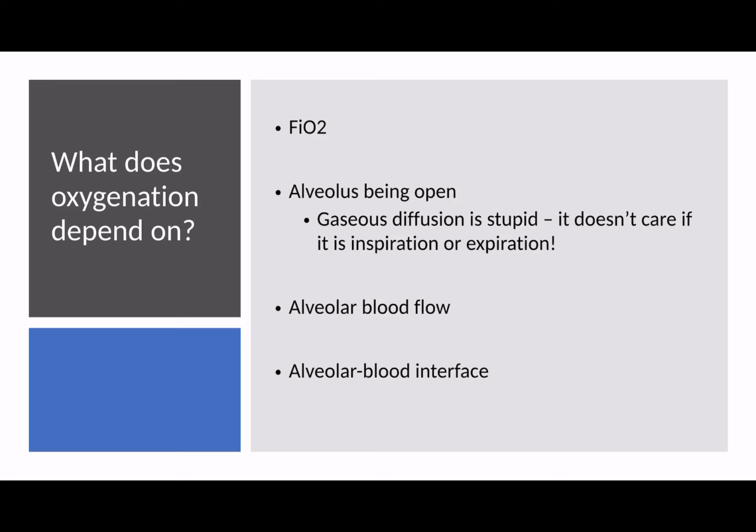The final thing that you can do is by improving the alveolar blood interface. How do you do that? Well, you get rid of all the gunk that's sitting in the alveoli by using chest physio, suctioning regularly to get rid of any of the sputum that's there, and also, most importantly, getting their total body water levels down.